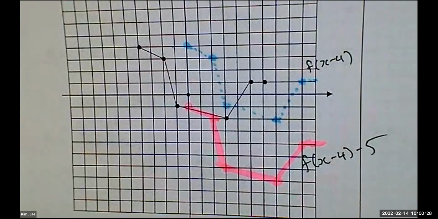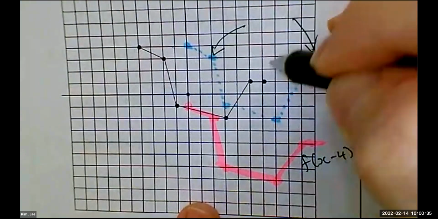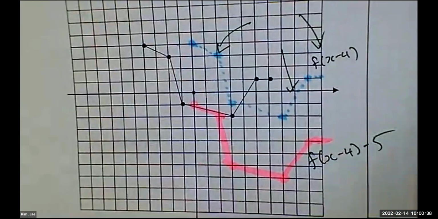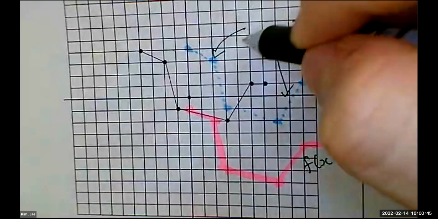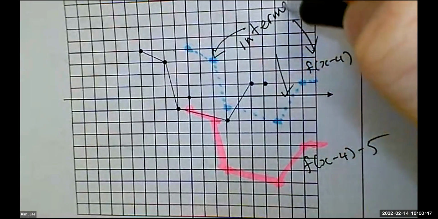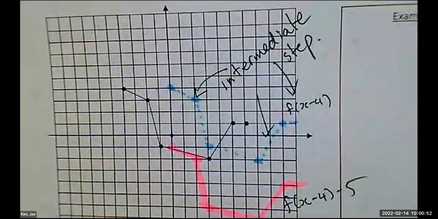One new mathematical terminology, one mathematical language. This dotted line right here, we call it an intermediate step, like a middle step. That's not supposed to be there, so that's why it's a dotted line. So I'm going to call this an intermediate step or a middle step. As we get to parabolas, I'd like you to draw me your intermediate steps very soon. All right.